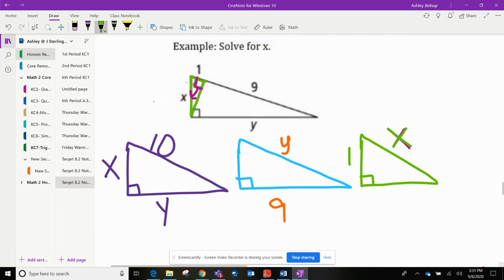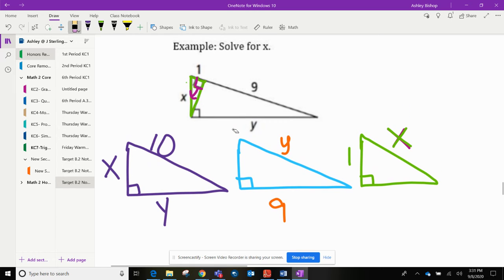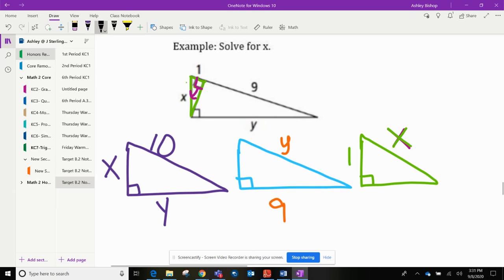If you need help on this part, please pause this video and ask for it. I can help you there. But once you do that, you're actually ready to start the problem. We haven't even started the problem yet, really. We haven't even looked at what it said. This says solve for X.